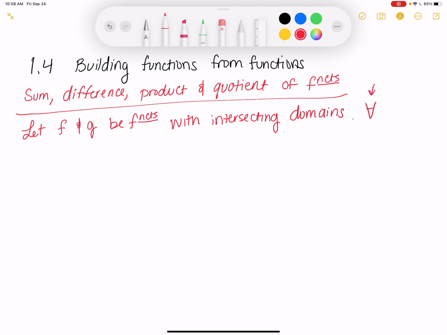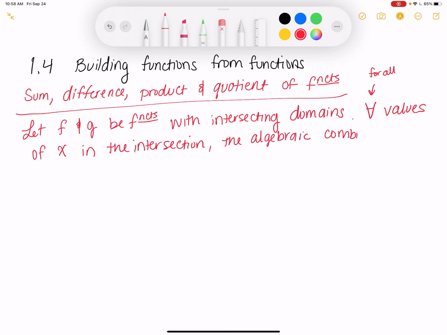for all. Okay, just refresh on that symbol. For all values of x in the intersection, the algebraic combinations of f and g are defined by the following rules.